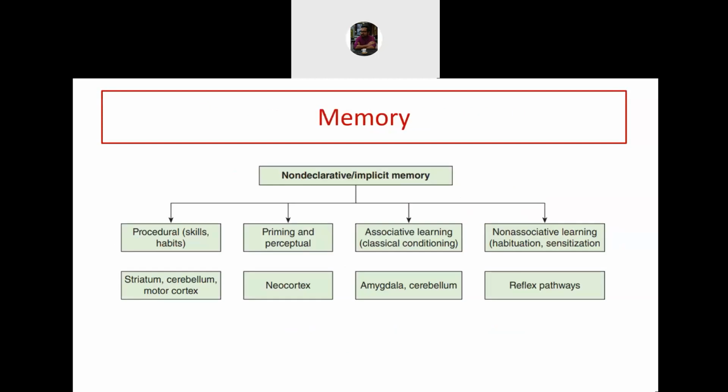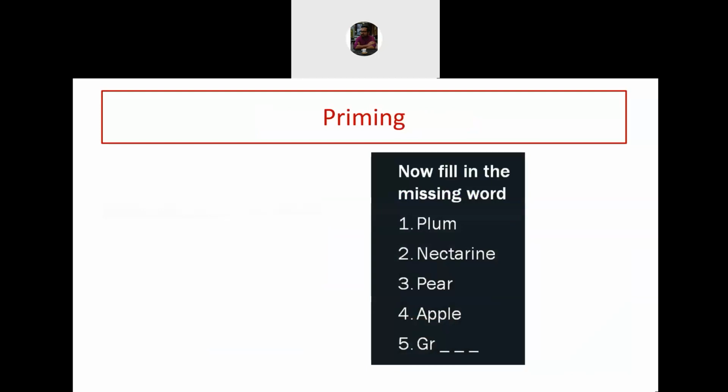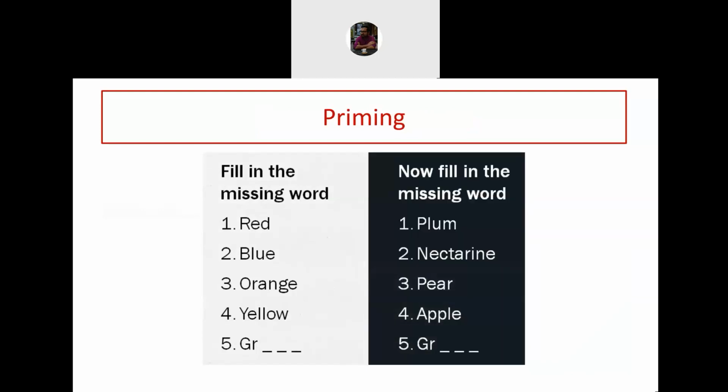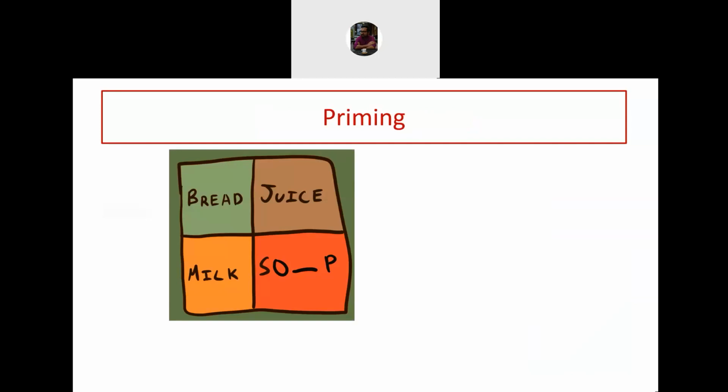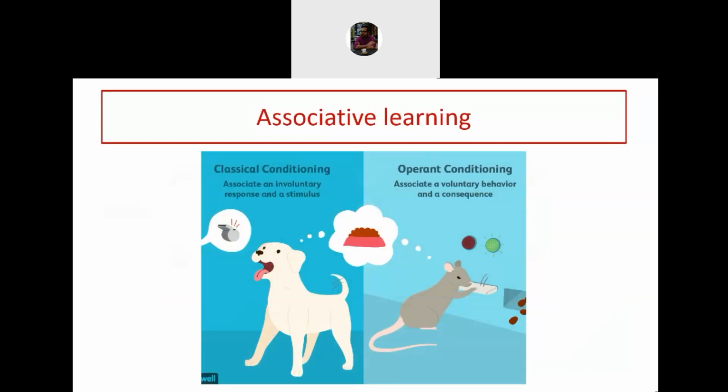Non-declarative or implicit memory can include procedural memory, which means how to do something, and this is stored mostly in the motor parts of the brain, the striatum, cerebellum, and motor cortex. Priming is an intuitive learning where you guess what comes next. And this priming is mediated by a highly advanced part of the brain known as neocortex. Associative learning is where a stimulus and response are paired together and they start getting linked, which can be classical and operant conditioning and is mediated by the emotional center, amygdala, and the motor center, cerebellum.